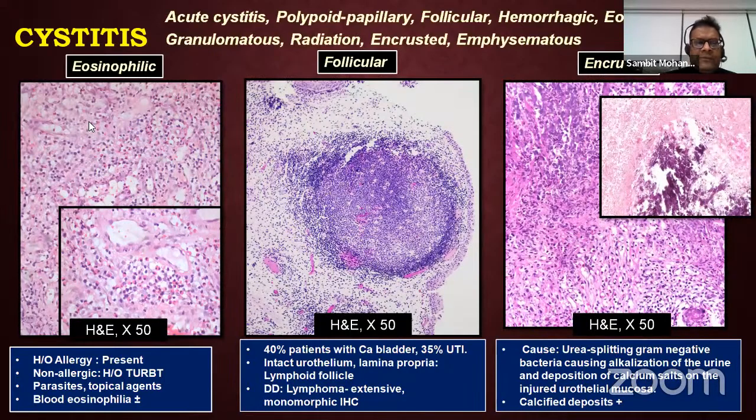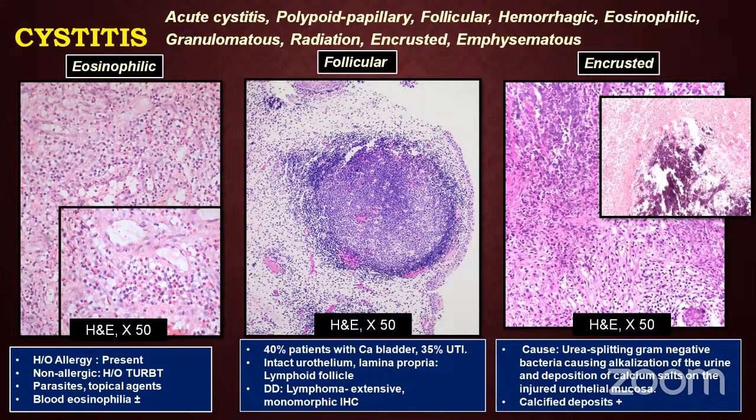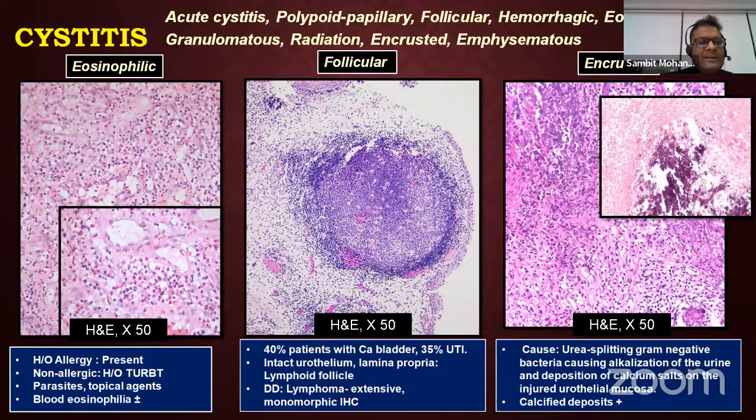So one thing we do encounter is a history of allergy, or following a TURBT, in the second TURBT sample, you do see this lesion which is called eosinophilic cystitis. Then parasites: you should look for parasites, topical agents, or any drug which causes eosinophilia.